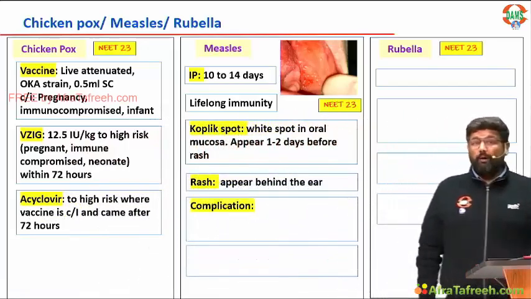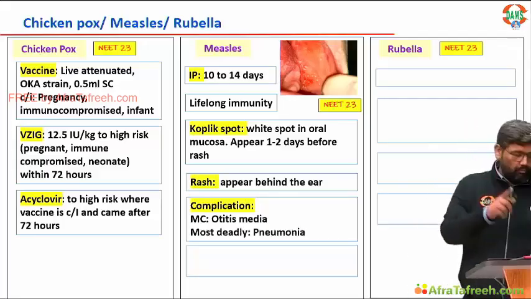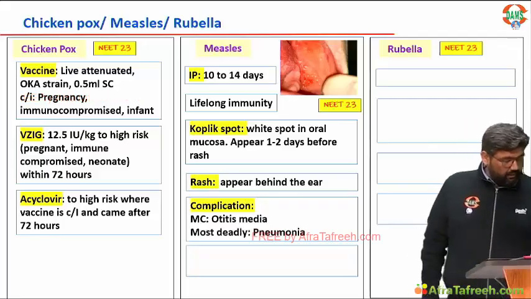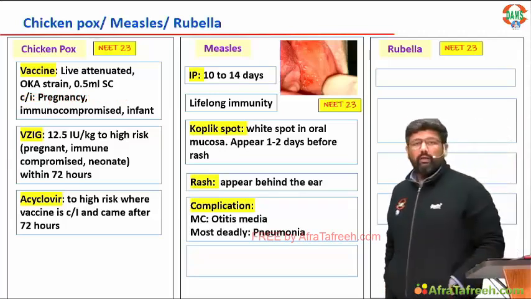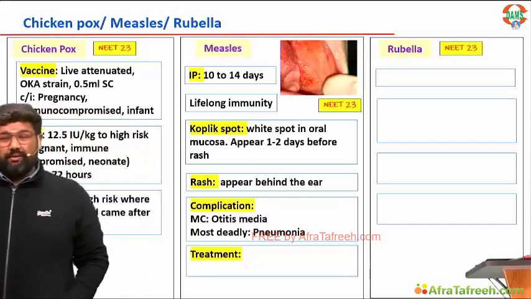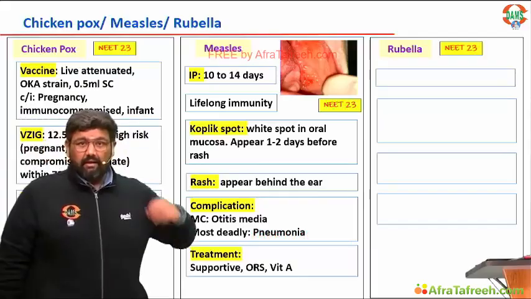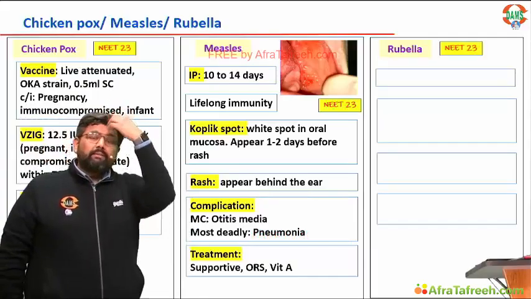Next is complication. Most common, otitis media. Most deadly, pneumonia. Now, treatment of measles is supportive. We don't have any specific antiviral, and we give ORS and vitamin A.